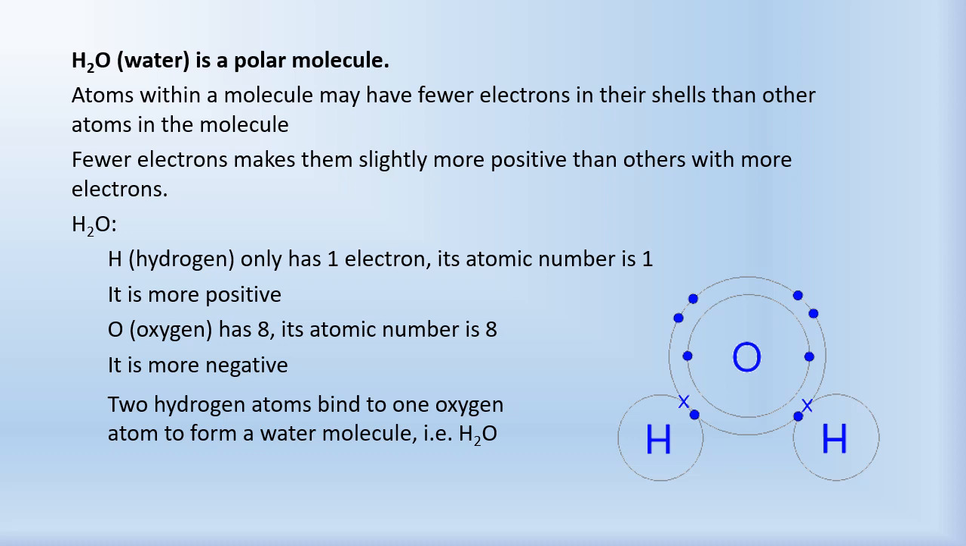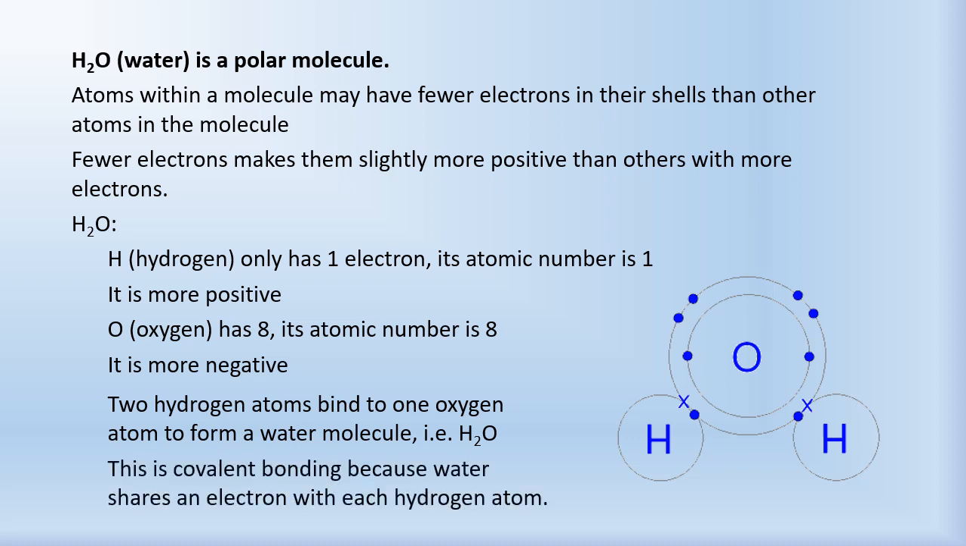Because hydrogen only has one electron, it wants to share one of oxygen's electrons to give it a pair of electrons in its only shell. Hence, it binds to oxygen. This is actually covalent bonding because water shares an electron with each hydrogen atom.